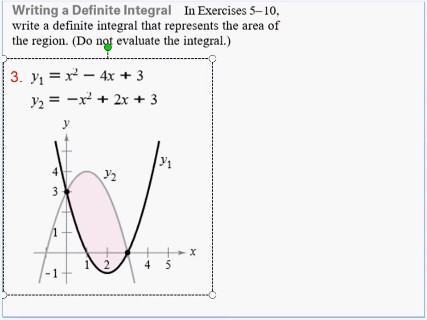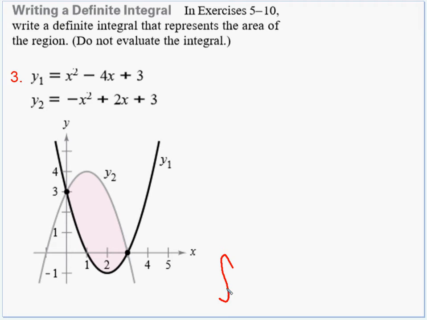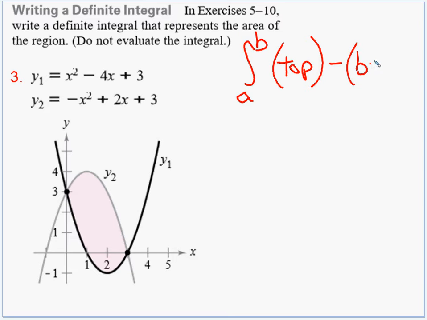So to set this up, we're going to go from the lower limit a to the upper limit b, and we do this as the top function minus the bottom function, which will give us the area in between the curves. Now the lower limit and upper limit we get from the x-axis. Where we start accumulating this area, that's at x is 0. And then we go along till we get to x is 3. So 0 to 3 are our limits.